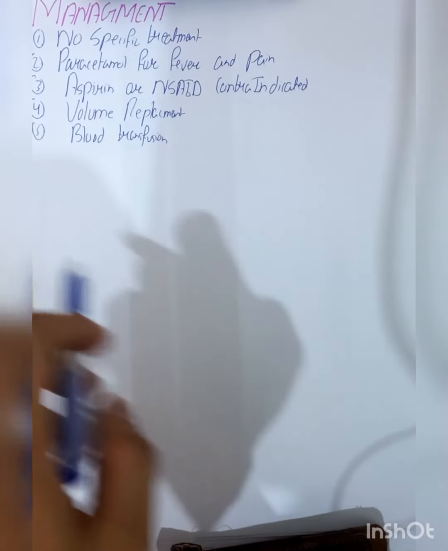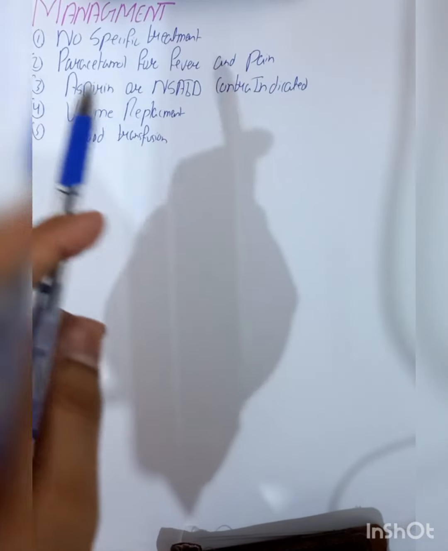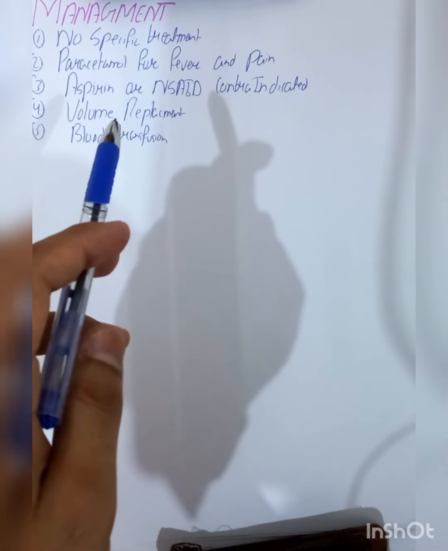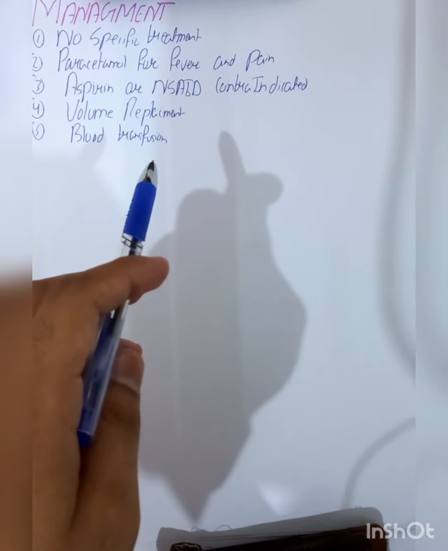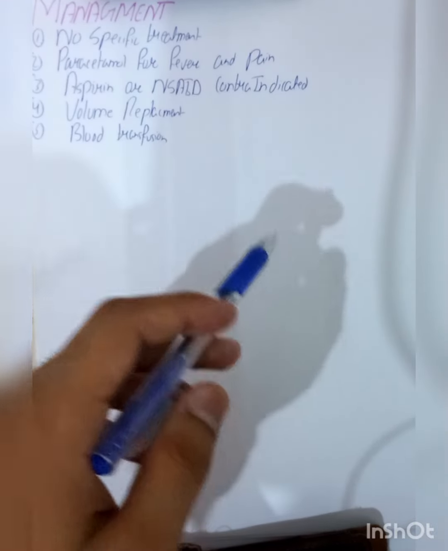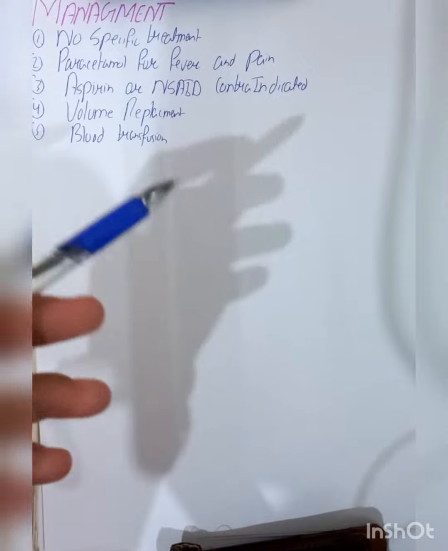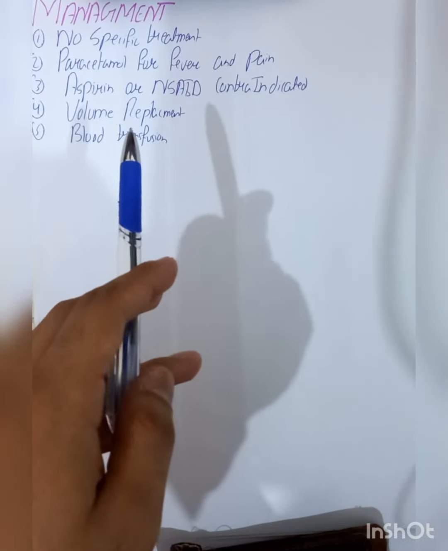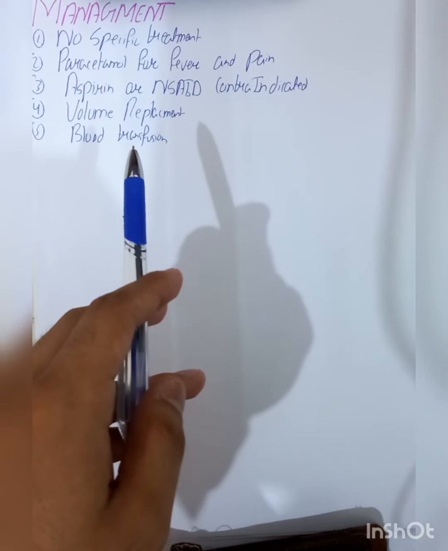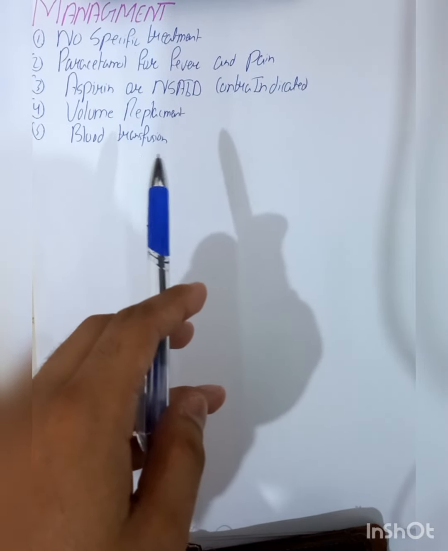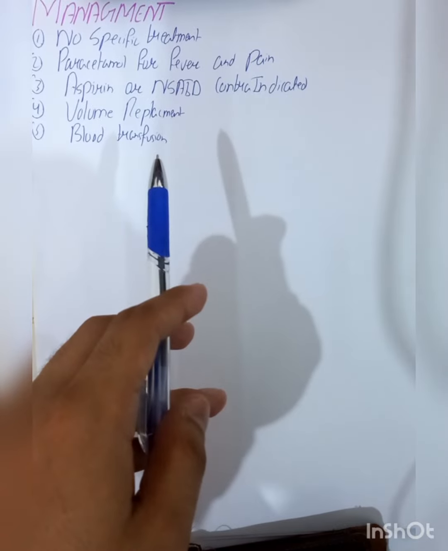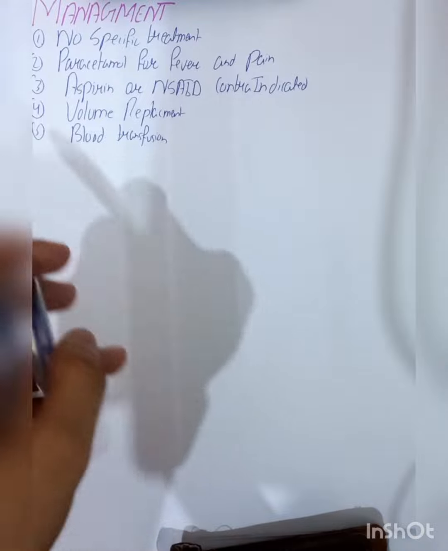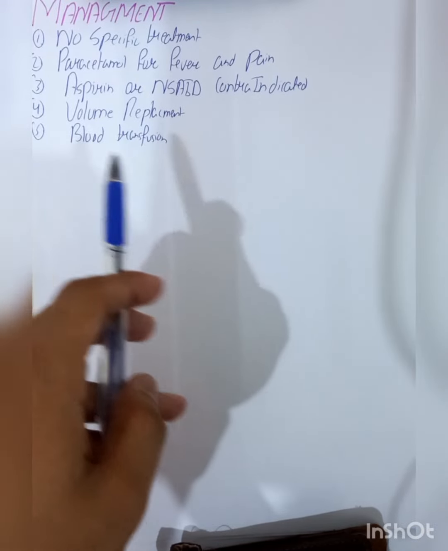We will do volume replacement. Why? Because the patient is going into circulatory failure or hypotension. In ARDS we will not do volume replacement because there is pulmonary edema and it will worsen the symptoms. But we will do volume replacement in circulatory failure and in hypotension. And whenever there is a very large decrease in platelets, like platelets coming down to 10,000 or 5,000, we will do platelet transfusion.